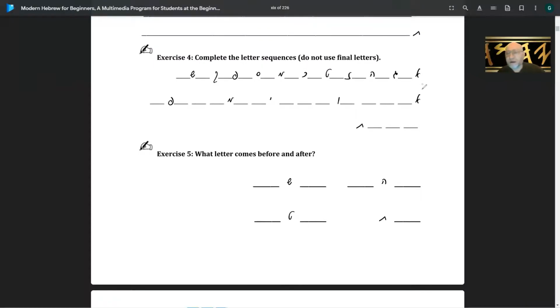So Aleph, Bet, Gimel, Dalet, Hey, Vav, and that was kind of like this. Zayin. Say Aleph, Bet, Gimel, Dalet, Hey, Vav, Zayin. Okay, we'll need this one.